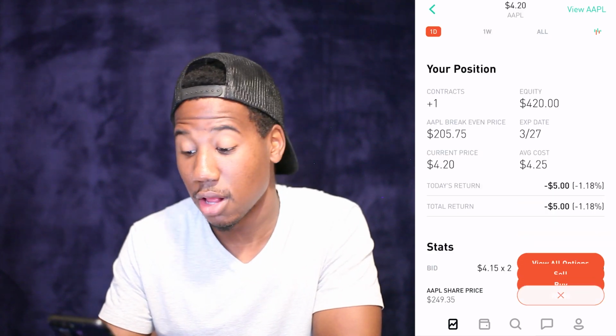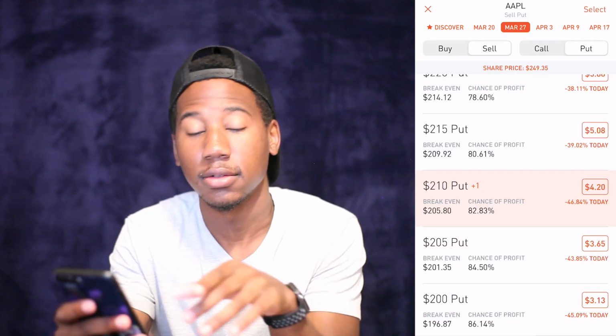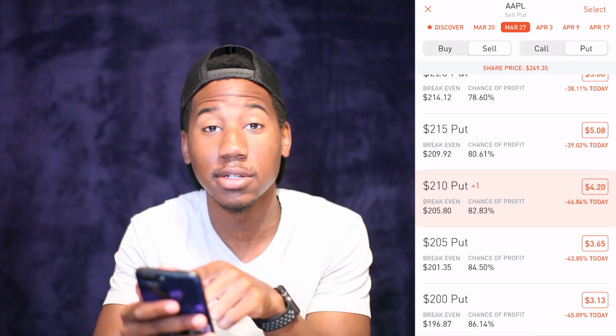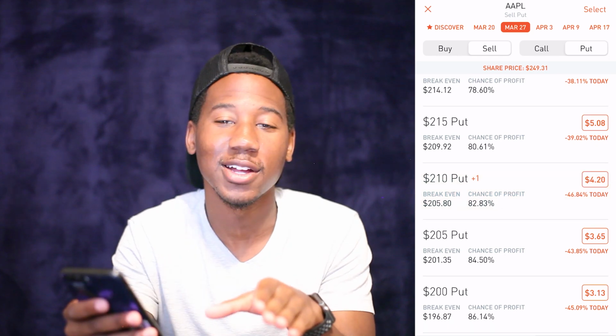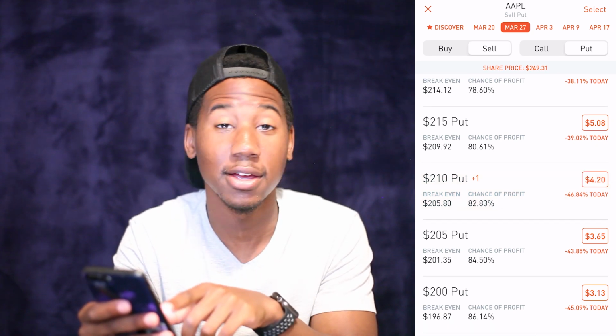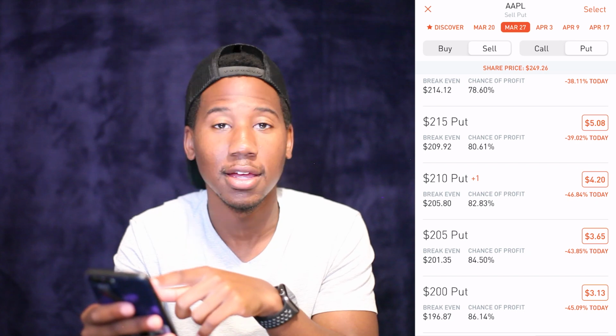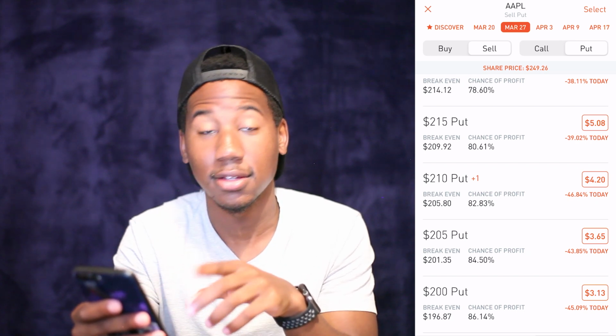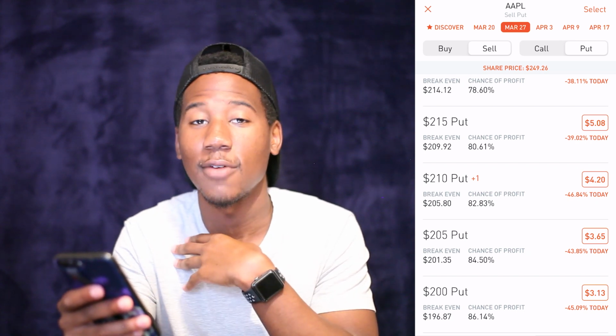I'm going to view all options, and then you can see right here on the top, I'm already on sell and put. That's where I need to be. And if you take a look, you can see right here on the 210 strike for this put, it says it's sitting at 420, and there's a +1 by it. That means I have one of those positions.